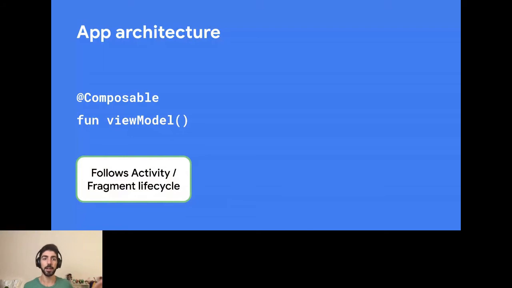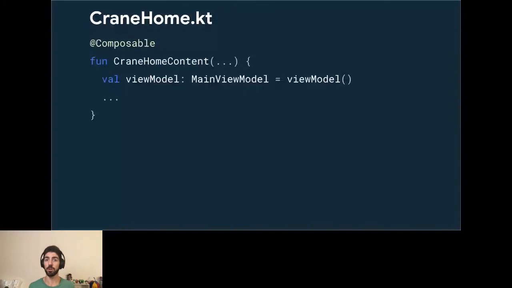We are using Crane. And in Crane, we have this main view model that is just going to give us a list of destinations, for example, suggested destinations in this case, using a live data. And so how can we get this view model from our main composable in Crane? It's as easy as this. In here, in Crane home content, it's our composable, you can grab an instance of the main view model by just calling the view model function.